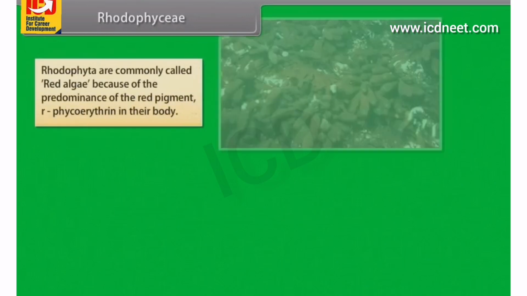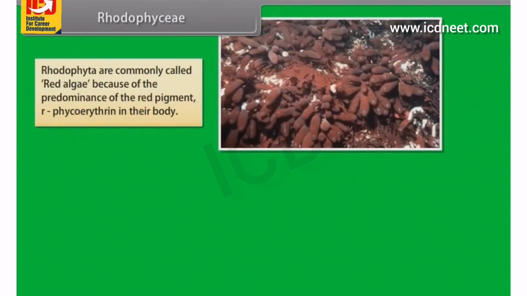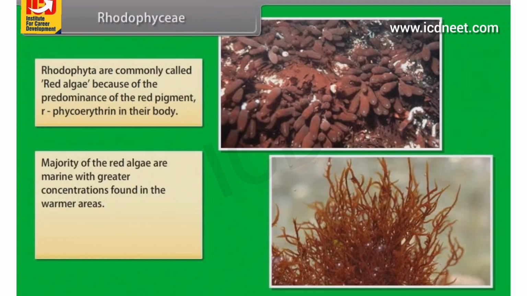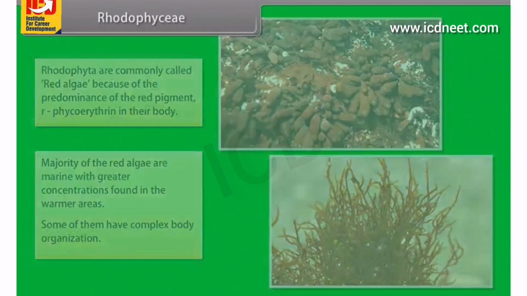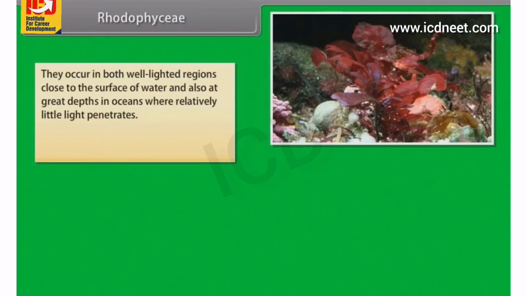Rhodophyceae. Rhodophyta are commonly called red algae because of the predominance of red pigment, phycoerythrin, in their body. Majority of red algae are marine with greater concentrations found in the warmer areas. Some of them have complex body organization. They occur in both well-lighted regions close to the surface of water and also at great depths in oceans where relatively little light penetrates. The red thalli of most of the red algae are multicellular.